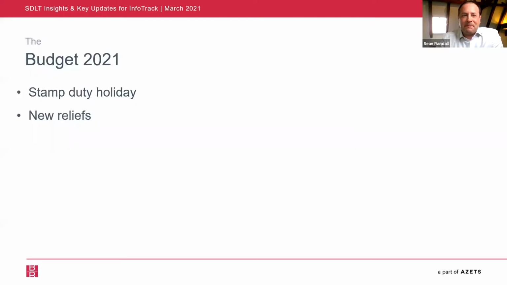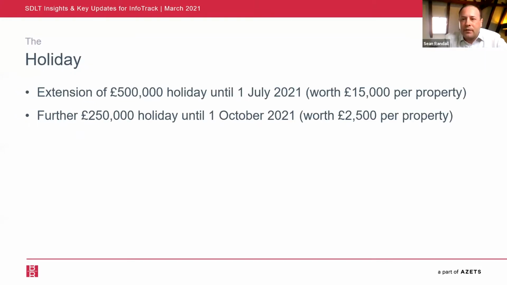Let's look at the budget. So really, so far as stamp duty is concerned, there were two big announcements. One is the holiday and another, a couple of new reliefs. So the holiday, I'm sure you all know what's happened, but just for the one or two of you who perhaps don't, the stamp duty holiday that was announced last year has been extended. So it was due to end on the 1st of April. And of course, now it will not, it will end on the 1st of July.